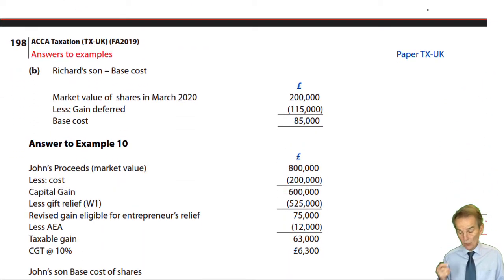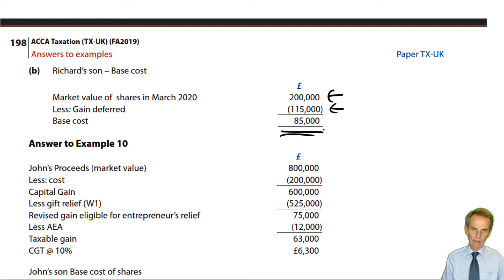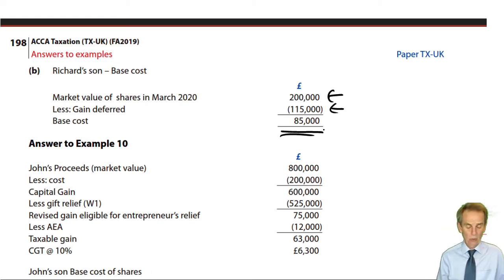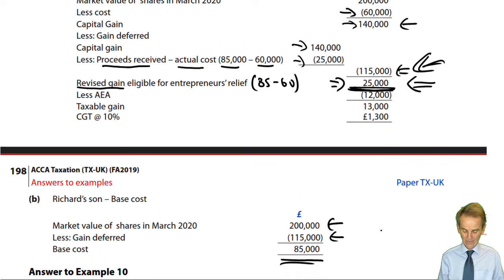The shares would have gone to the donee at market value, less the gain deferred, the gift relief here, and that gives you the revised base cost, some £85,000. Again, not an odd number there. It is, of course, a figure equal to the actual amount paid by Richard's son for those shares.